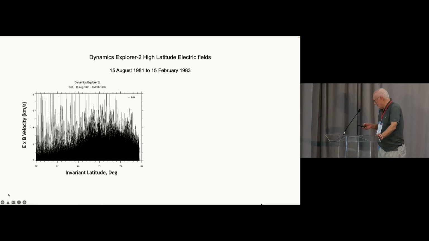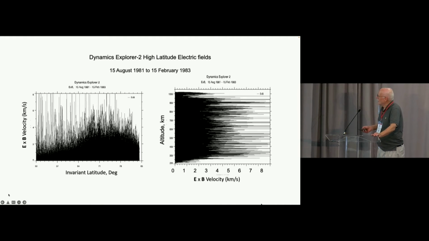So anyhow, these are all the ones now in our database, and you can plot them, instead of in millivolts per meter, in terms of E cross B velocity. And there are quite a few that are more than 4 kilometers per second, and I think that's very important. Here they are versus altitude. This is a plot that I made. I made a version of this when I first came to Goddard in 1985, but we did it again here.